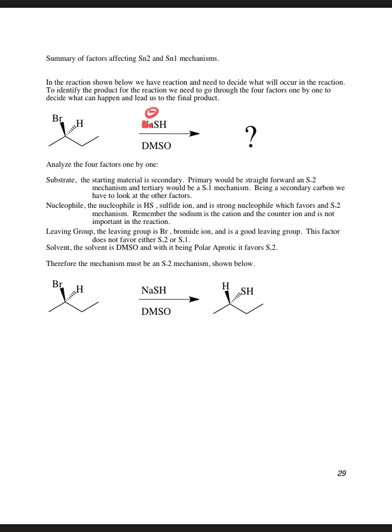Okay, the leaving group is bromide, so it's a good leaving group, so it doesn't favor SN2 or SN1, and the solvent DMSO, being a polar aprotic solvent, favors SN2. So this reaction would be an SN2 where the sulfide comes in, kicks off the bromide, and you get an inversion of configuration. Where this is R, this one has to be S, because in an SN2 mechanism, if you have a stereocenter, it is inverted.